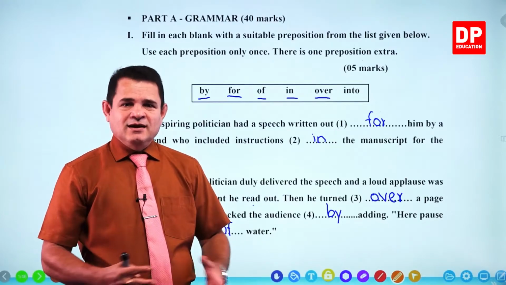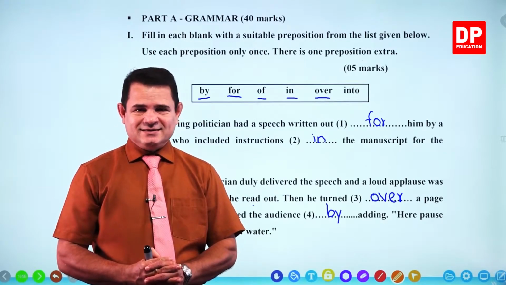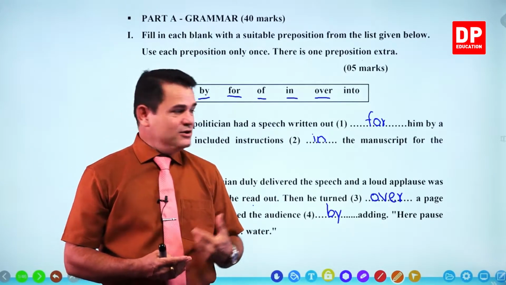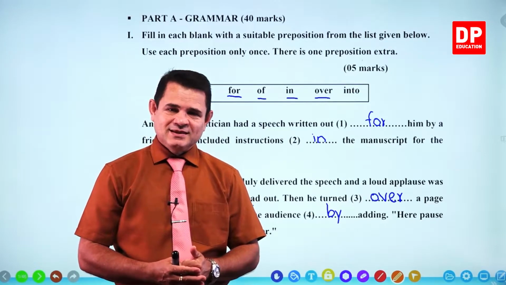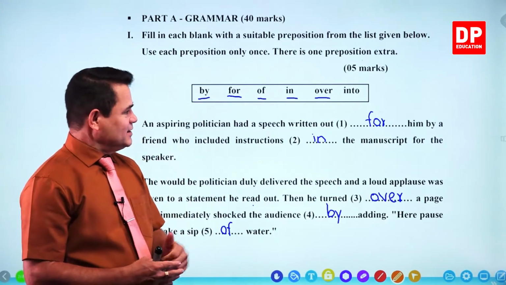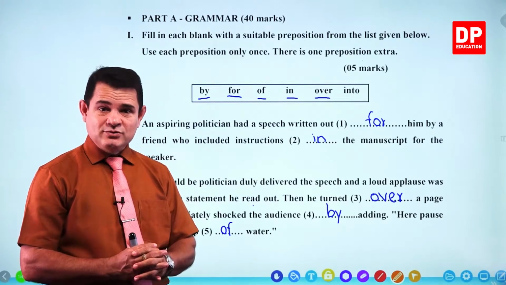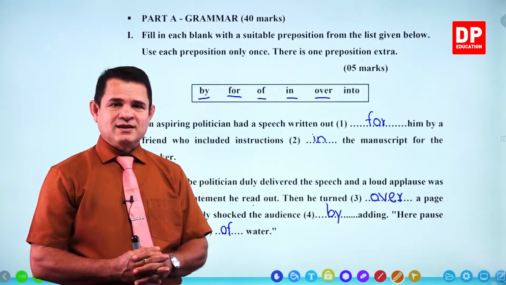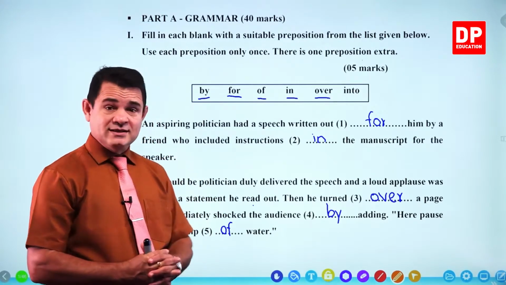So then, I think it's a funny incident, and you can enjoy while doing this exercise, right? So then, I hope that you understood how to find the correct answer for those things. Now, shall we try the next question?